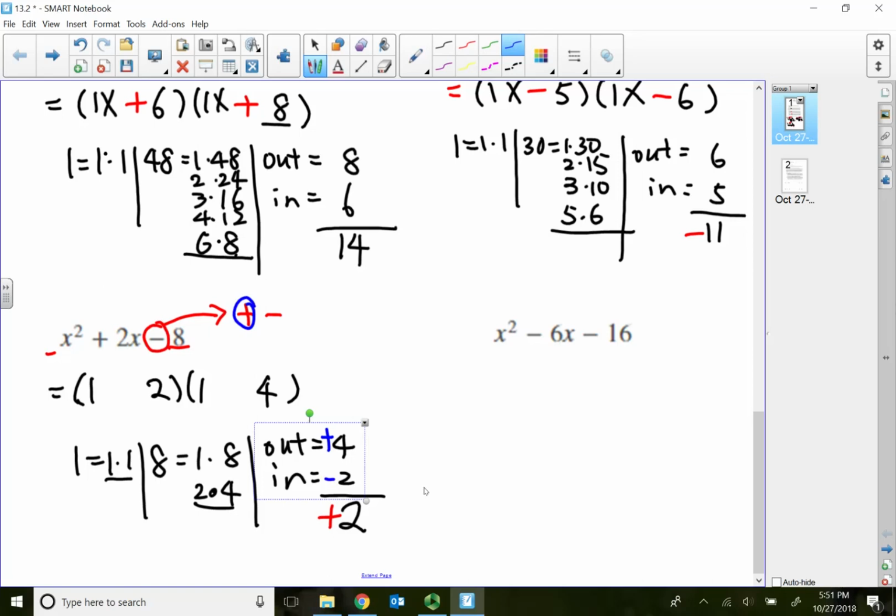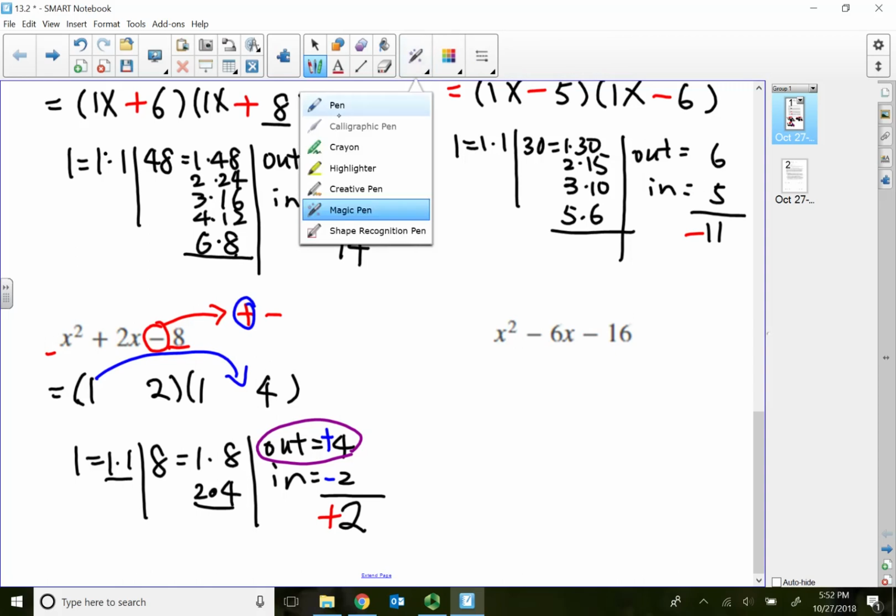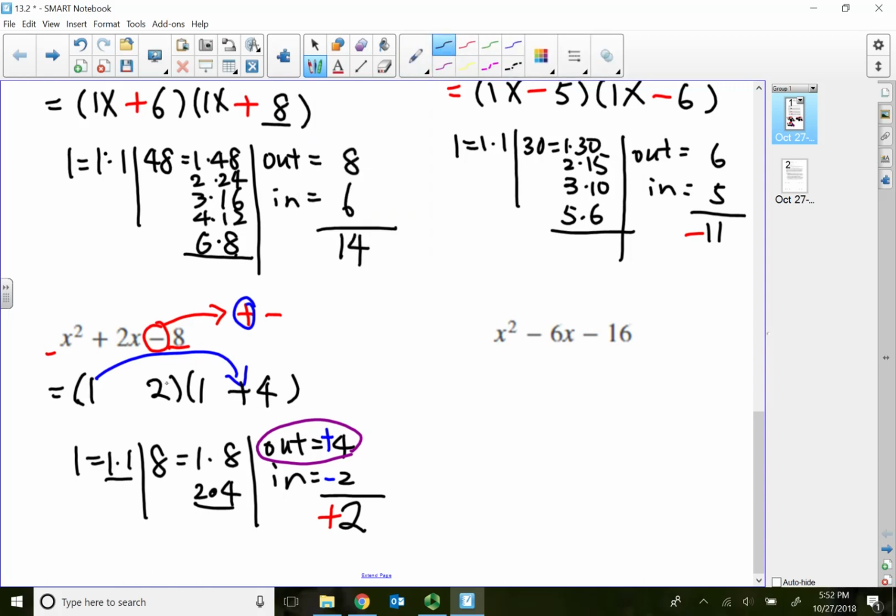Why is that? Because I need more positive than negative to end up with a positive 2 in the middle. Because terms with different signs I have to subtract, but since I need to end up with a positive answer, I need more positive than negative to end up with a positive 2 in the middle. So that means my outer needs to be a positive 4. So 1 times what kind of 4 right here? It has to be times a positive 4. So that means the other parenthesis is negative. Put my x back in, and that's my answer: x minus 2 times x plus 4.